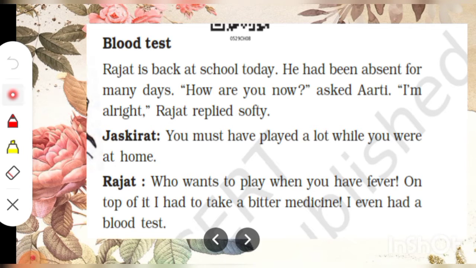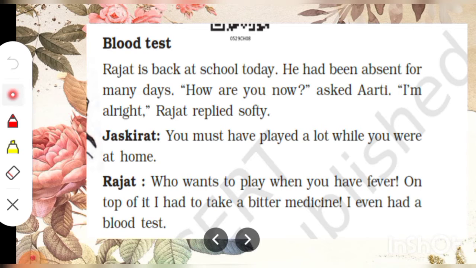Now, let us start with the chapter. Blood test. Rajat is back at school today. He had been absent for many days. "How are you now?" asked Aarti. "I am all right," Rajat replied softly.